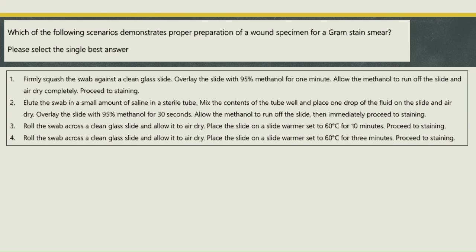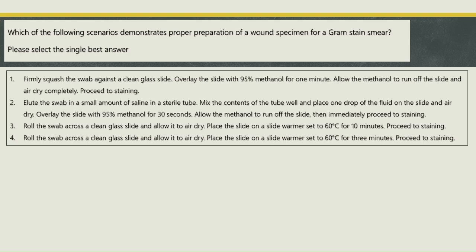Which of the following scenarios demonstrates proper preparation of a wound specimen for a gram stain smear? Please select the single best answer. 1. Firmly squash the swab against a clean glass slide. Overlay the slide with 95% methanol for 1 minute. Allow the methanol to run off the slide and air dry completely.